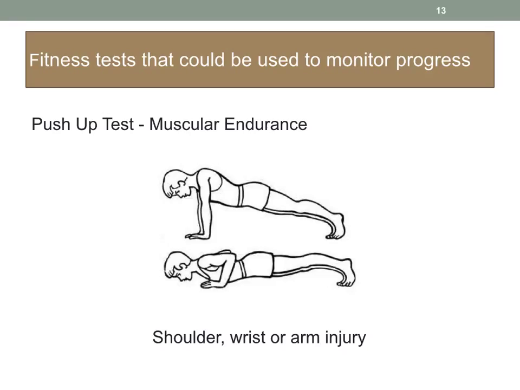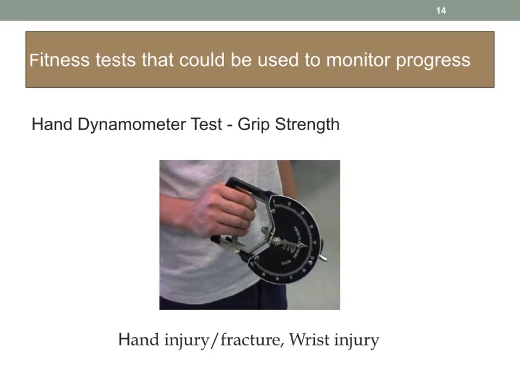The push-up test measures muscular endurance and would be a good test if someone had experienced a shoulder, wrist or arm injury. Again, the results can be progressively monitored over time, and when the athlete has reached their pre-injury level, they can then return. The hand dynamometer test measures grip strength and could be used for an athlete that has experienced a hand injury, fracture, or a wrist injury.